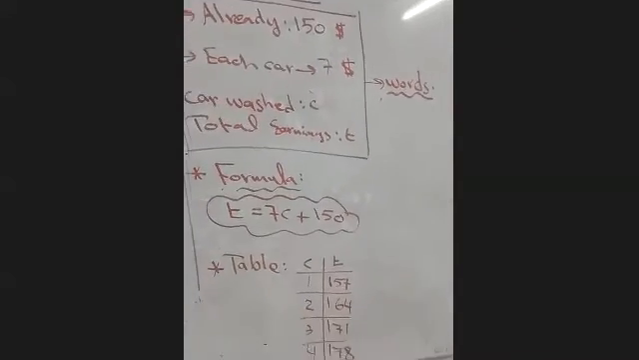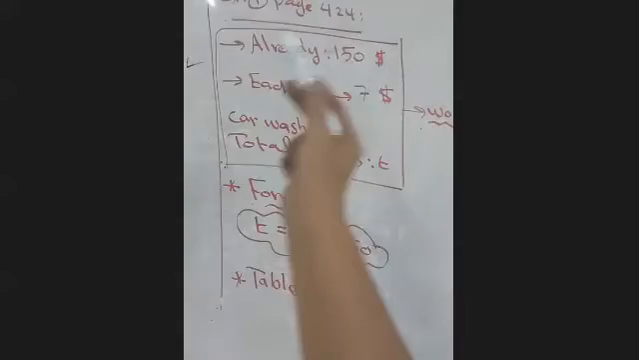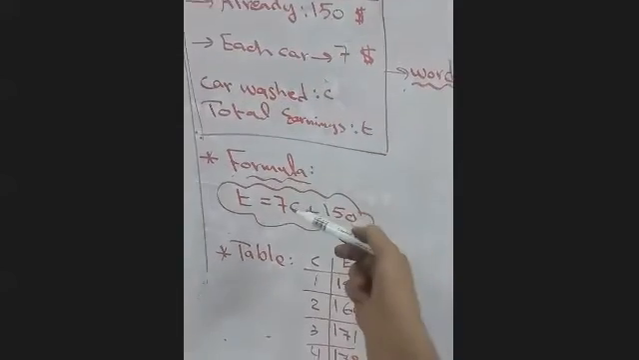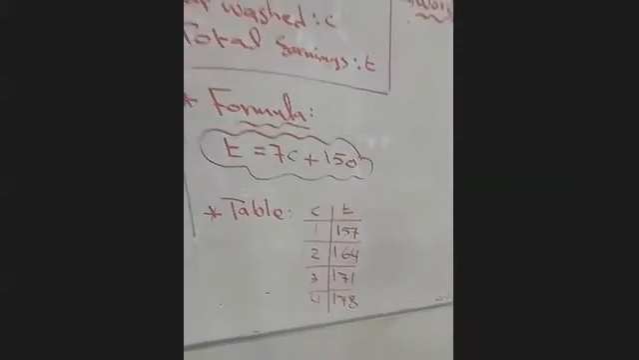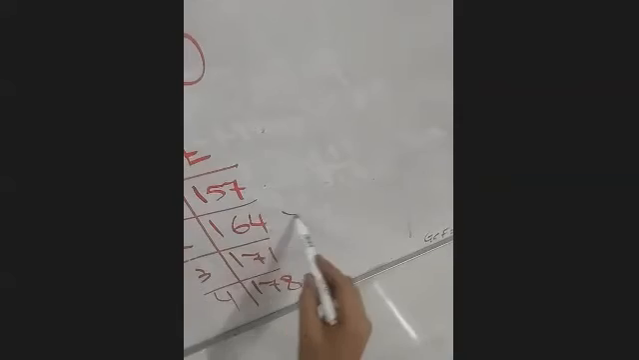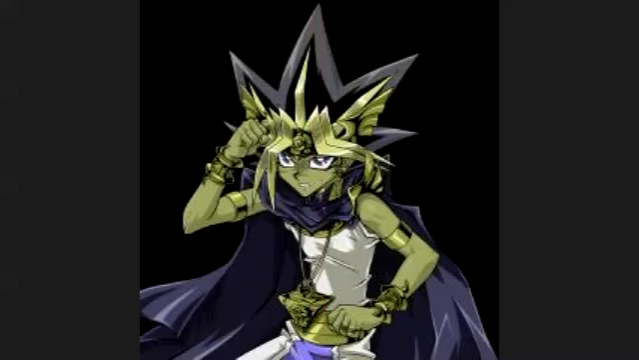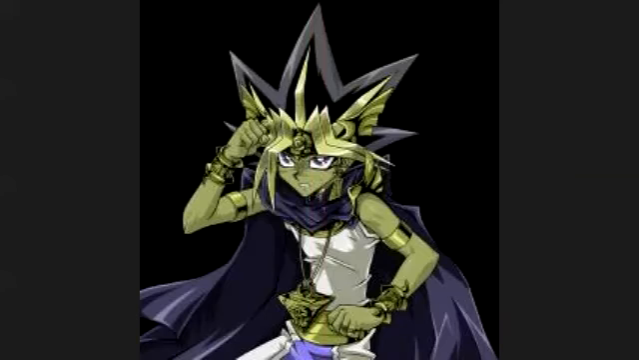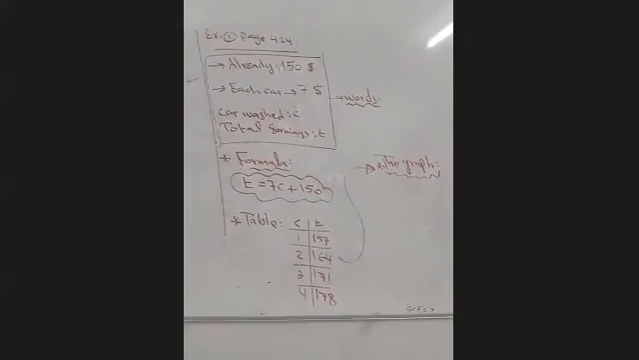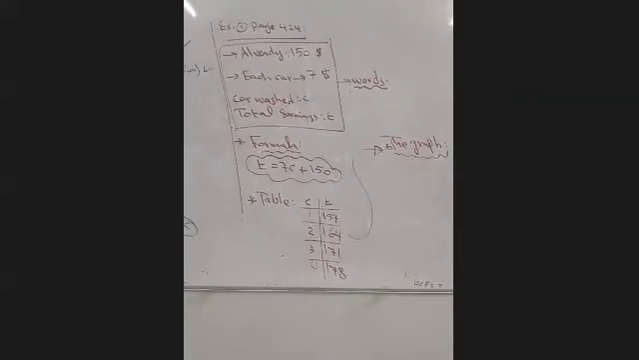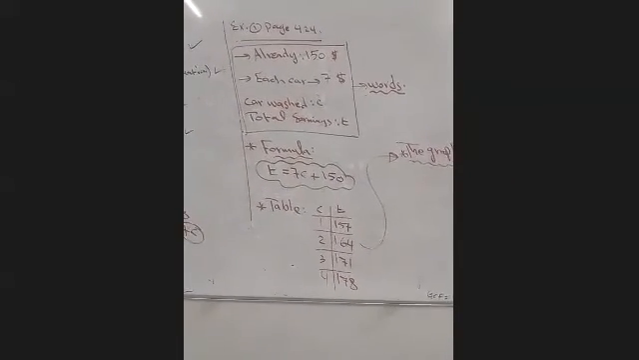Until now, what do we have, guys? We have the words, the question text. We did the formula. From the formula, we find the table. And from the table, what will we do? We'll find the graph. We'll do the graph. From the table, we said we can make ordered pairs, right, Amr? Yeah. I'll choose another student. Thank you, Amr. Okay.